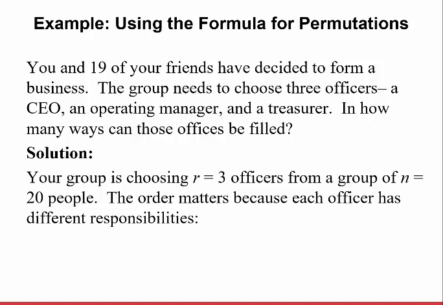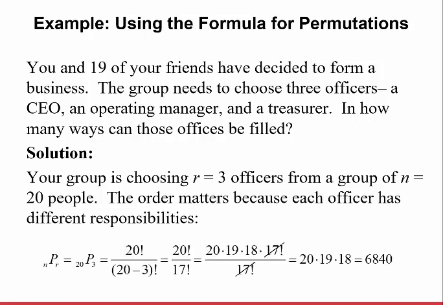Now here the order matters, because if you're picked first to be the CEO, you have different responsibilities than the person who's picked second to be an operating manager. So the formula here would be: I have 20 people and I want to pick 3 of them. Just applying that formula, it's n factorial, so 20 factorial, divided by n minus r, so 20 minus 3 is 17 factorial. Now you can see that 20 times 19 times 18 times 17 factorial divided by 17 factorial, these 17s cancel out, and then you're just left with 20 times 19 times 18.